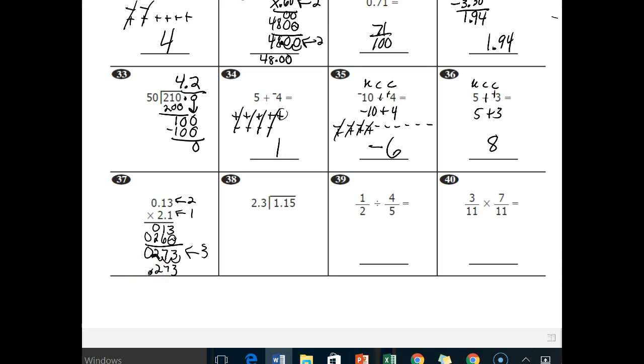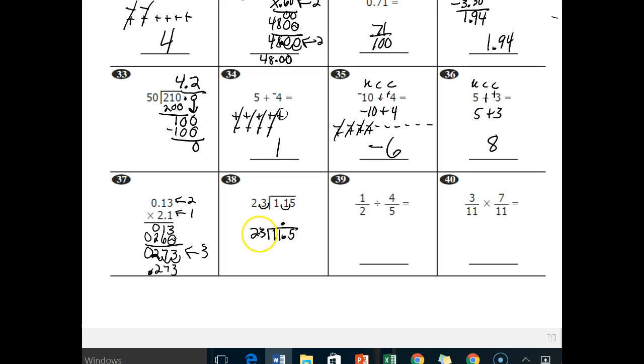Number 38, we need to rewrite this problem without a decimal out front. So 23 into 11.5. Make sure you copy it exactly like that. We'll talk in more detail later on why that is.